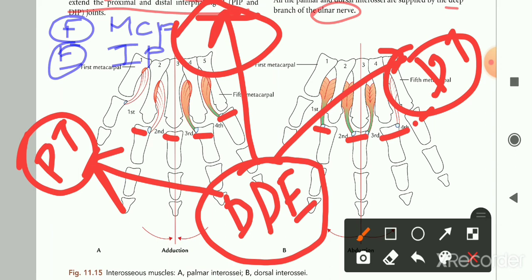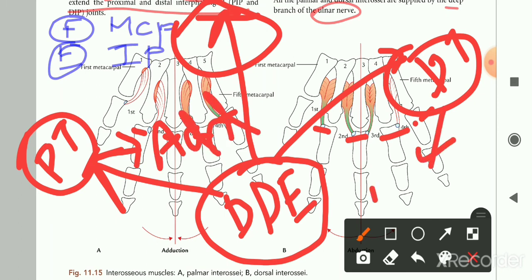Besides this, the palmar interossei cause adduction of the fingers, and the dorsal interossei cause abduction of the fingers.